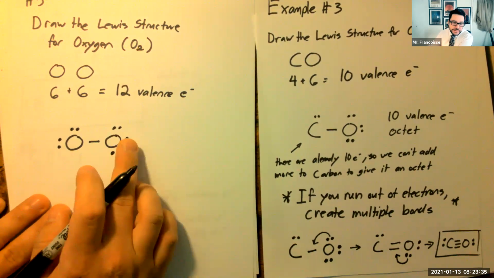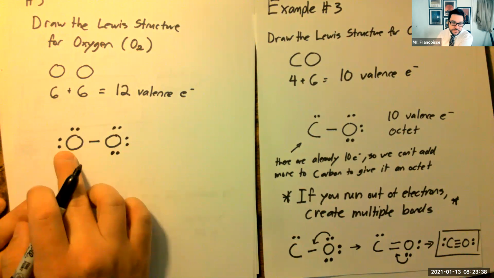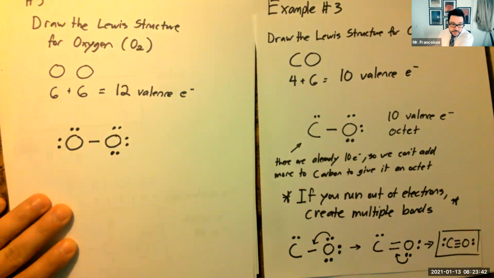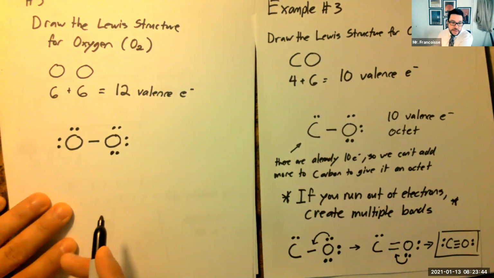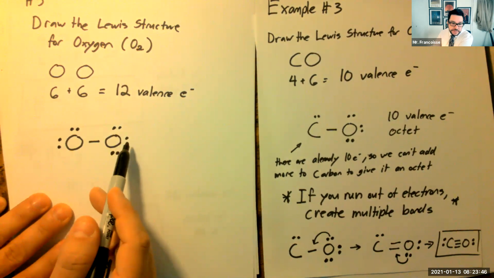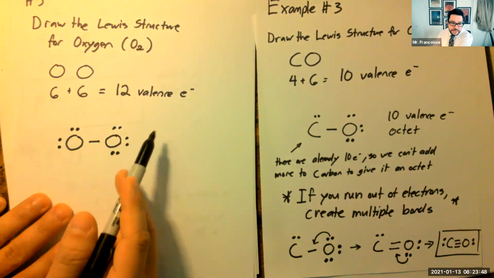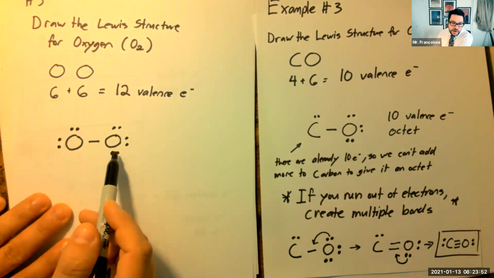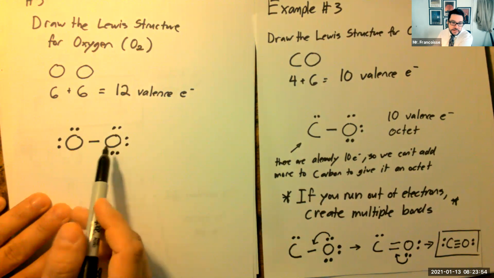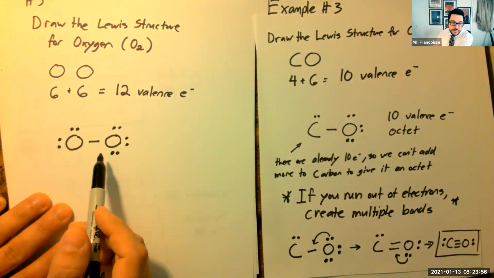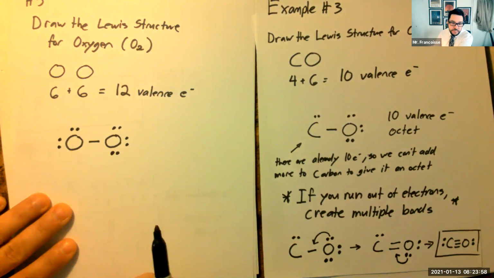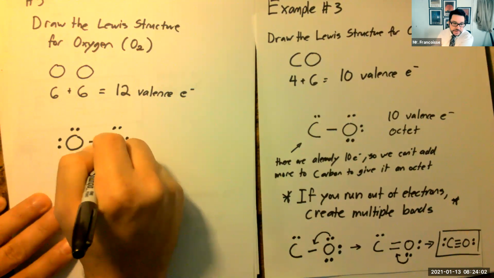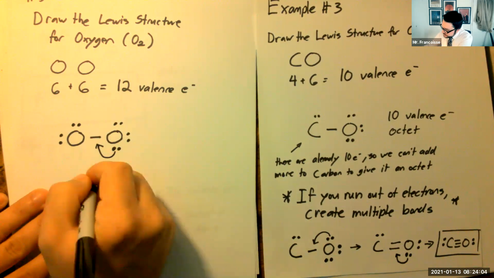2, 4, 6, 8, 10, 12. But we need 2 more here. So what we're going to have to do is, we can't move these 2 electrons onto this side because now this is missing. So the idea is we can take the 2 here and share them between the 2. And that's what bonds do. They share electrons. So we just need to share more. So we're going to move those electrons to make another bond.